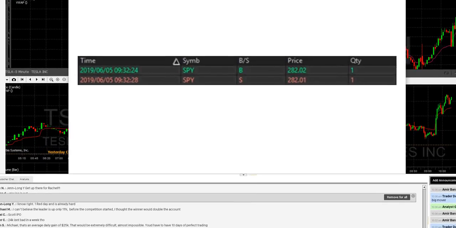Here's your second place, bought only one share of the SPY and sold it with a 1 cent loss. Now, we can see what they're doing here, right? They are playing it very, very conservative. They know that they're on top of the competition. They don't want to lose. They're still trading, but being very, very conservative.